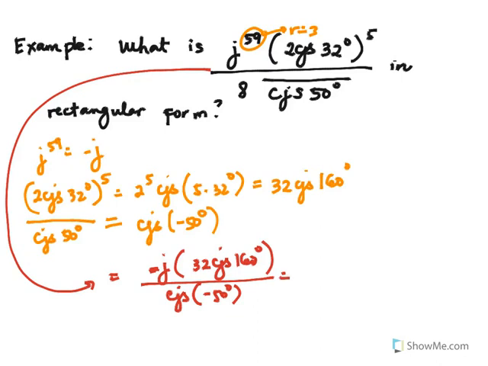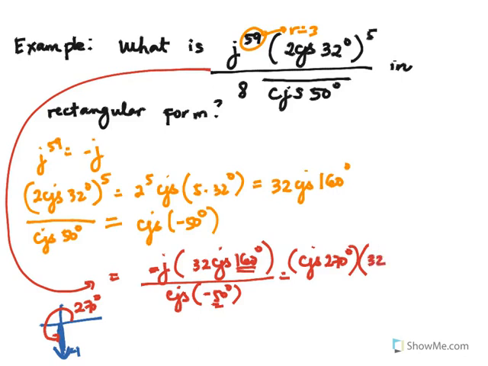Negative yung sign nung ating complex number kasi yung ating negative j ay pababa. Okay? So this is negative 1, so pababa siya. Kaya yung angle mo is 270 degrees or 3 pi over 2. So, pwede mong palitan si negative j ng cis 270 degrees, since naka-degree yung angle natin dito, times 32 cis 160 divided by cis negative 50.